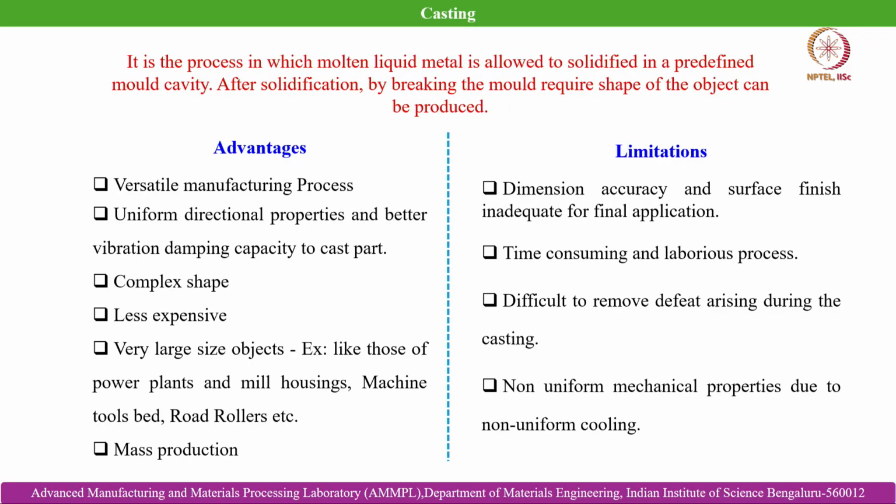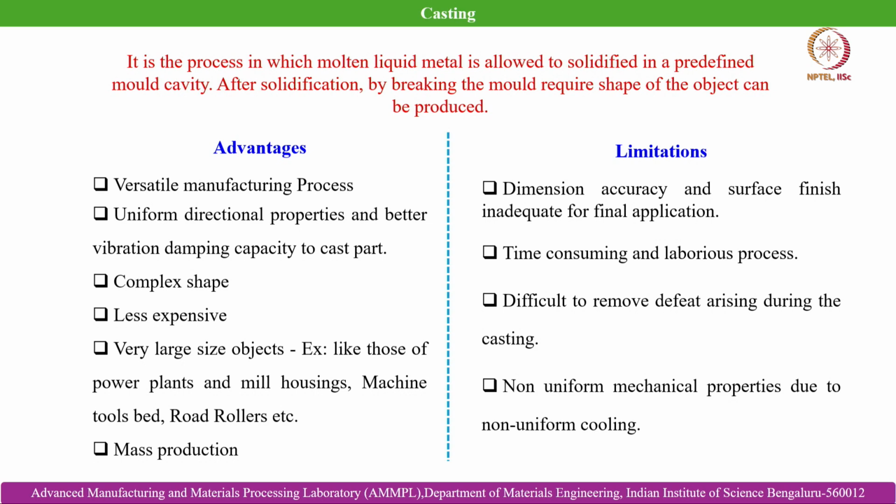So what is casting? It is basically the process in which the liquid melt is allowed to solidify in a predefined mold cavity. After solidification, by breaking the mold, we derive the shape of the object that we achieve by solidifying the liquid melt.